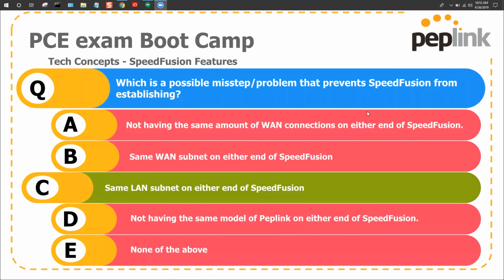If you said same LAN on either side, you'd be correct. Now again, this is where that one-to-one NAT that we are starting to push out to people is going to get around this somewhat. But at its basic level, you need unique LAN subnets on either end of a tunnel to prevent routing confusion.